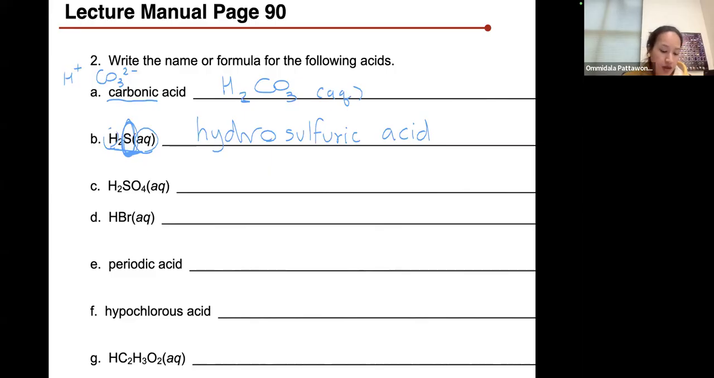Now, next one, you probably recognize the difference between B and C is the oxygen. If you have oxygen, this is going to be a polyatomic ion. We don't use the word hydro. So what we're going to look at is the name of SO4. SO4 2 minus is sulfate, ending with ate. So we can exclude hydro. So the name of this would be sulfuric, and then followed by acid.